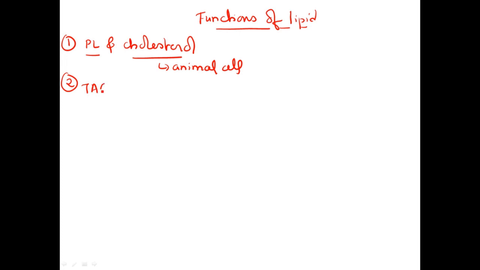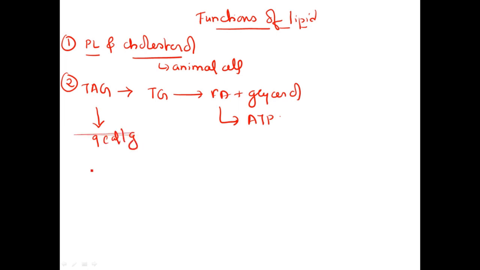Next we have triacylglycerol, which is stored as an energy fuel in the adipose tissue in our body. This triacylglycerol undergoes hydrolysis to form fatty acid and glycerol, and this fatty acid undergoes beta oxidation to produce ATP. When triacylglycerol is hydrolyzed, it produces 9 calories per gram. When carbohydrate or protein is hydrolyzed, it produces 4 calories per gram. So triglyceride produces more energy compared to carbohydrates.